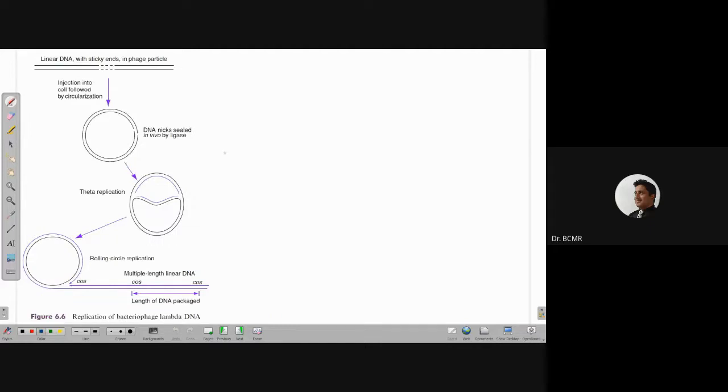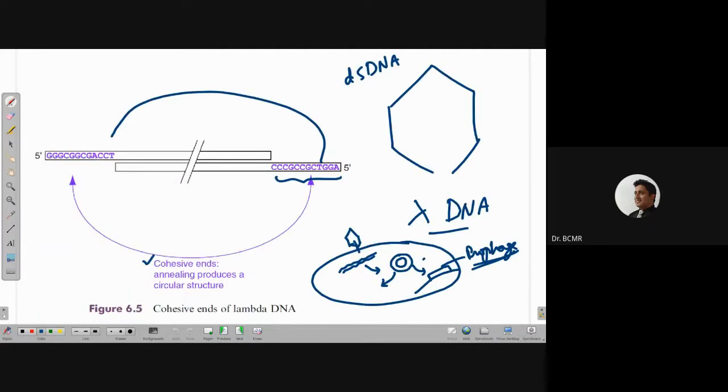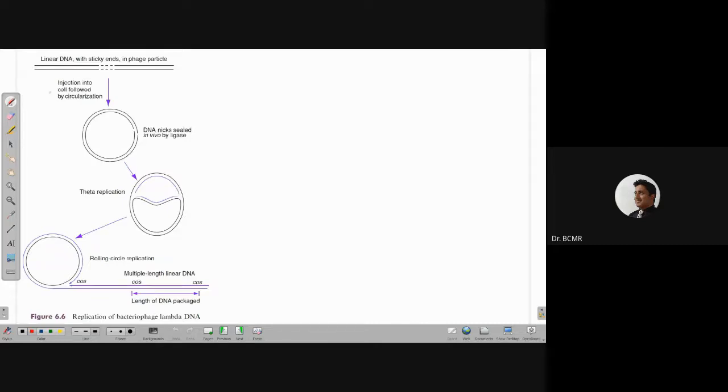And if it is not integrating and not undergoing lysogeny, in the lytic cycle, it will form a small nick. Sorry, here is the linear DNA. These are the cos sites. They will get ligated, and the host ligase will seal it up. And then theta mode of replication will happen. You see that there is one replication fork there, and here is another replication fork. So it can divide multiple times, making more copies of the lambda phage DNA.